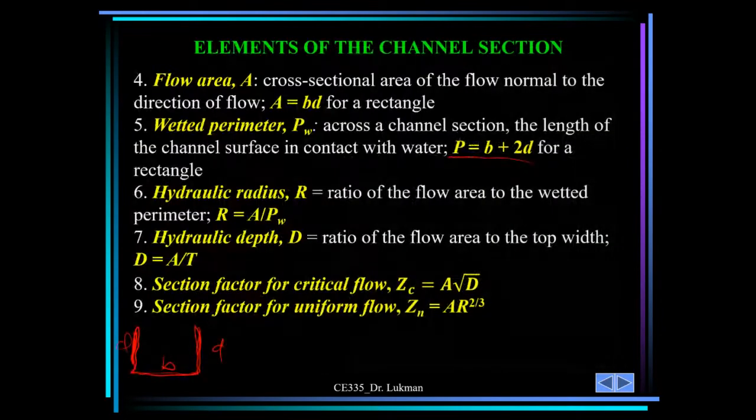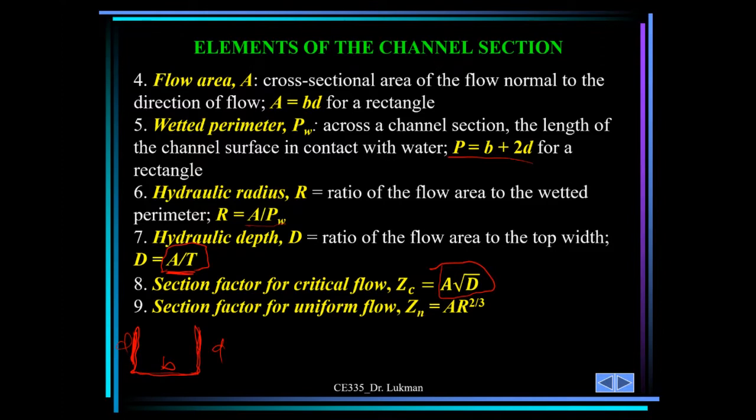And we have the hydraulic radius, which is the ratio of flow area to the wetted perimeter. So R is A over P. And hydraulic depth, which is the ratio of the flow area to the top width. So D is A over T. And we have the section factor for critical flow, Z subscript C, which is A square root of D. D, don't forget, is the hydraulic depth, which is A over T. Okay, so the section factor for critical flow, we will use this in the design.